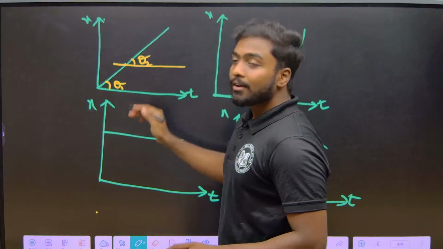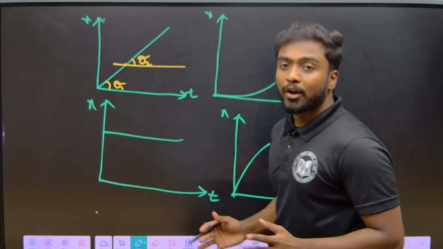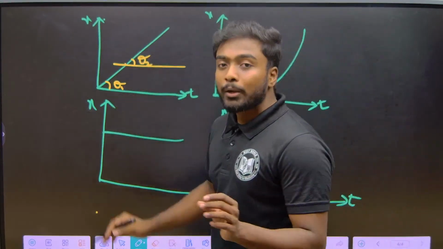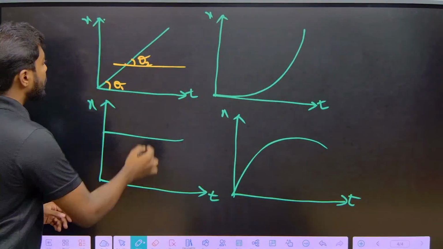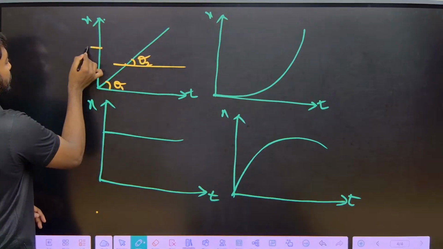So in this case, what does an x-t graph talk about? Velocity, right? So in this case velocity is constant, we will say. So your slope is constant.